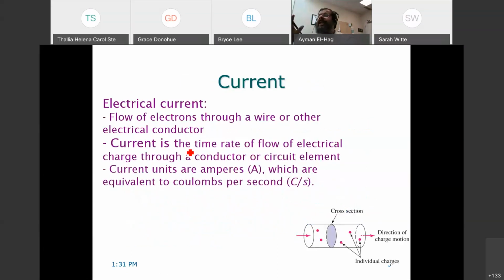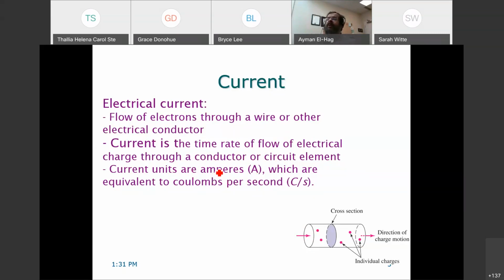Now, we will not deal with the charge much in this course because the charge is very hard to measure, but instead there is another indication of the charge which we call the current. What is the current? The current is the flow, or the rate of flow, or a change of the charges. So for example, when we have a conductor like this one, and charges start to move inside this conductor, we call this the current. To be more specific, it is the time rate of flow of electrical charge through a conductor or a circuit element. Now the current unit is the ampere. So ampere is the unit of the current.